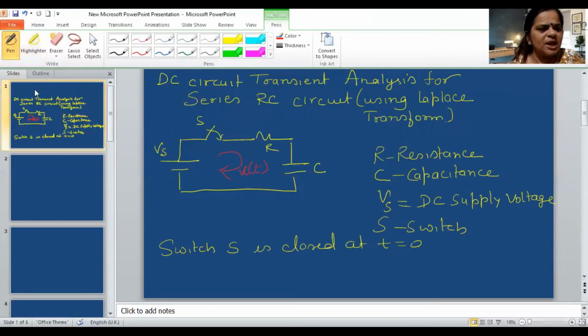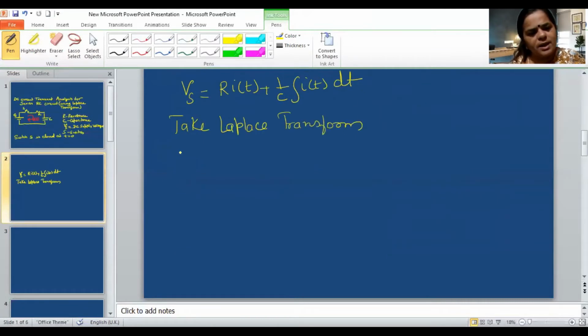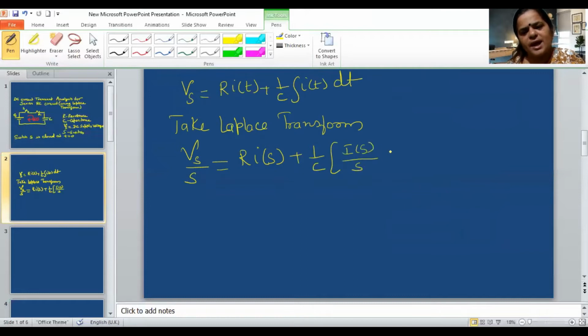So what will be the KVL equation? If I write the KVL equation, that will be Vs equal to R i(t) plus the voltage across the capacitor, 1 by C integration of i(t) dt. Now take the Laplace transform. The Laplace of the constant is Vs by s, the Laplace of i(t) is I(s), and the Laplace of the integration is 1 by C times I(s) by s plus Vc(0-) by s. Now Vc(0-) is nothing but the voltage across the capacitor at 0 minus.